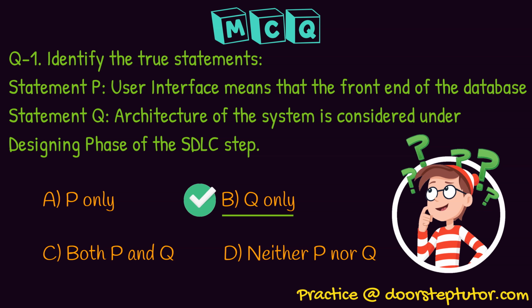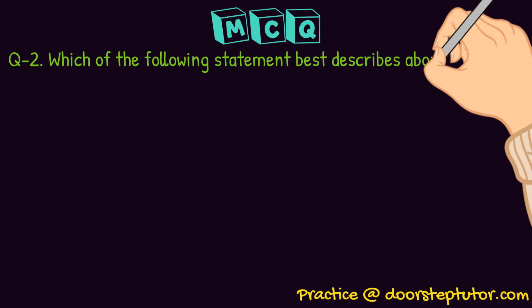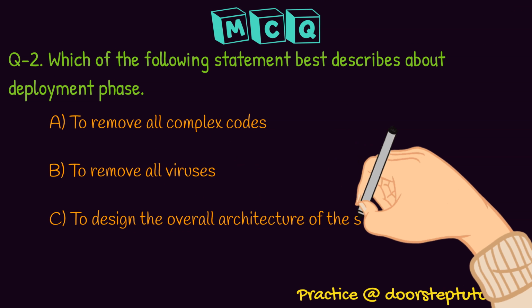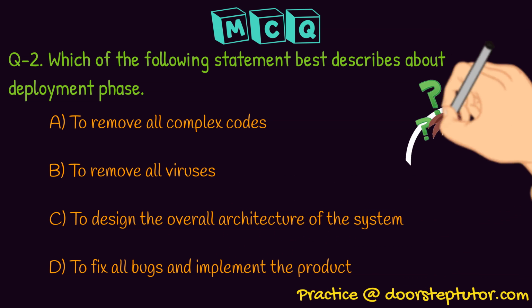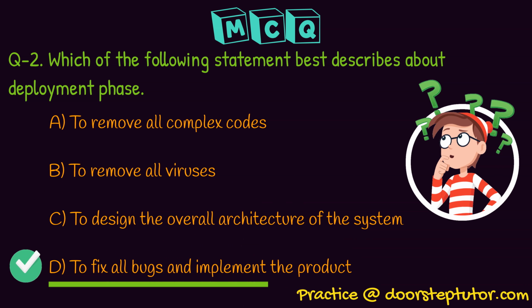So the next question is, which of the following statements best describes the deployment phase? So we need to choose the statement which perfectly defines the deployment phase of SDLC. So option number 4 is the correct answer: to fix all bugs and implement the project. The remaining statements are incorrect and not suitable for this question's requirement. Thus, this is all about the SDLC life cycle, that is software development life cycle. Thank you.